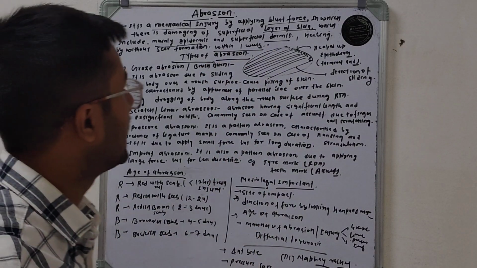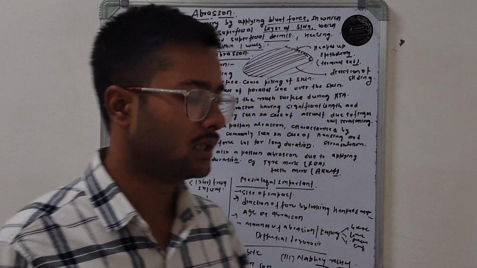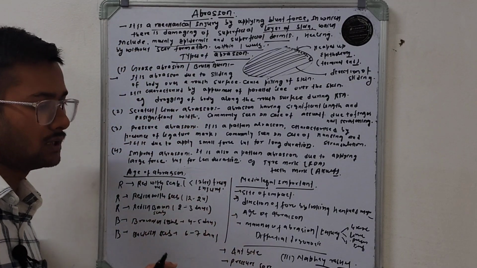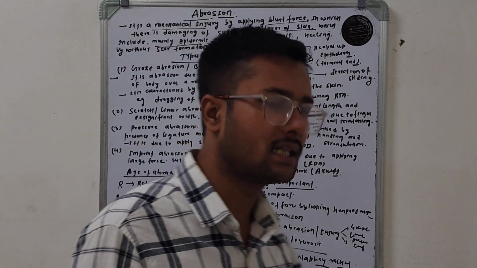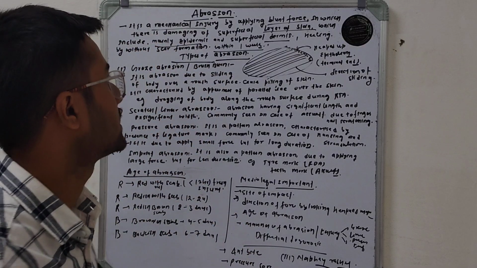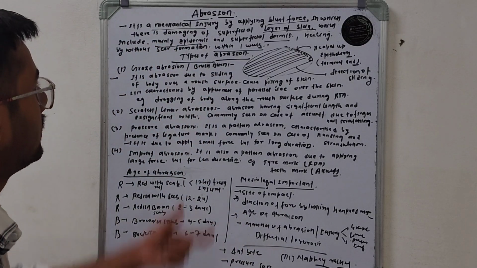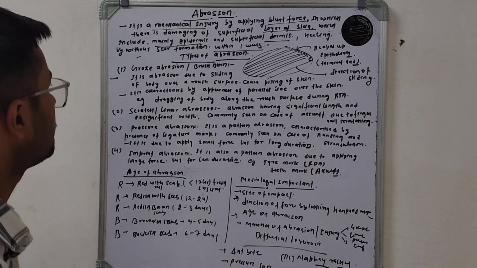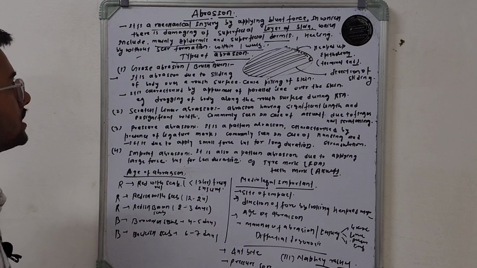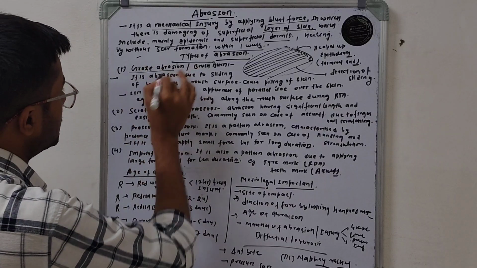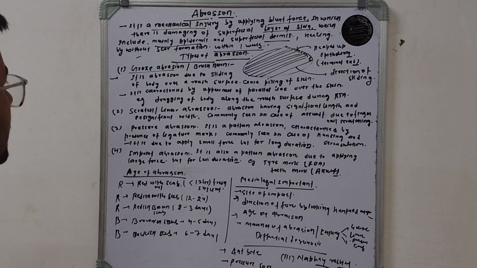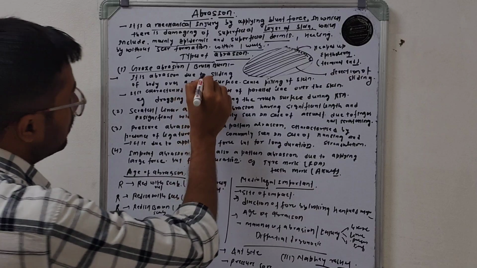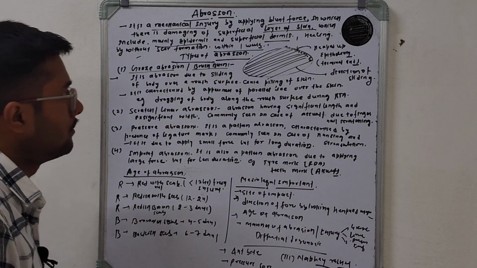So the same things I already discussed with you. It is a mechanical injury due to applied blunt force. Okay, and the next thing is the healing without scar formation. The most common type of abrasion is the graze abrasion. It is also called brush burn.